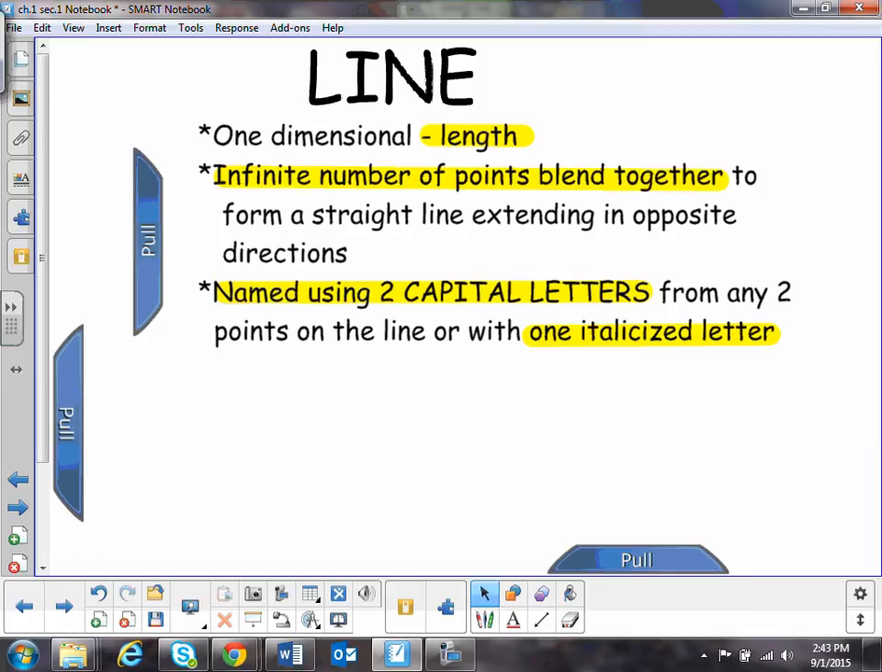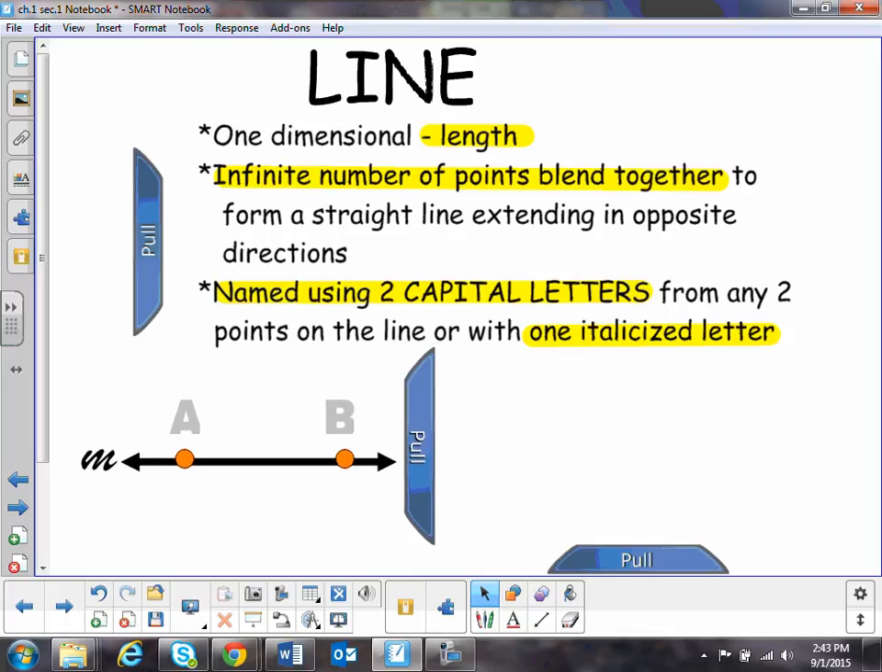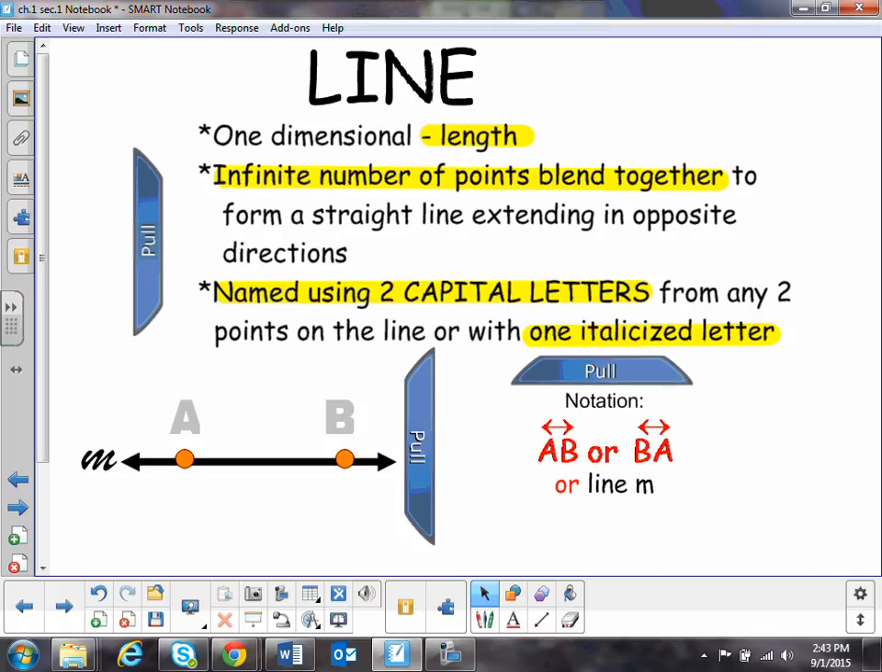So here's a picture of a line. There are 2 points on there, and there's that italicized letter off to the right. So there are 2 ways you can name it. This first way, or this way. To me, those 2 are the exact same thing. Or like that, you write out the word line, and then you write the letter, whatever's out here.